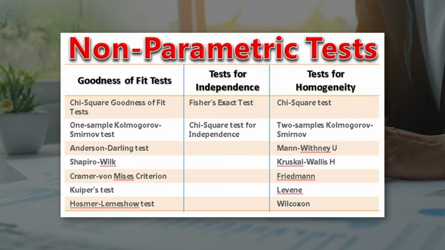So one sample Kolmogorov test is there, and chi-square test for independence, and two sample Smirnov is there. So the Anderson-Darling test is a test which talks more about the Mann-Whitney test, and then the Kuiper test is there, where we are going to see the Levene test for homogeneity, and this is the way.